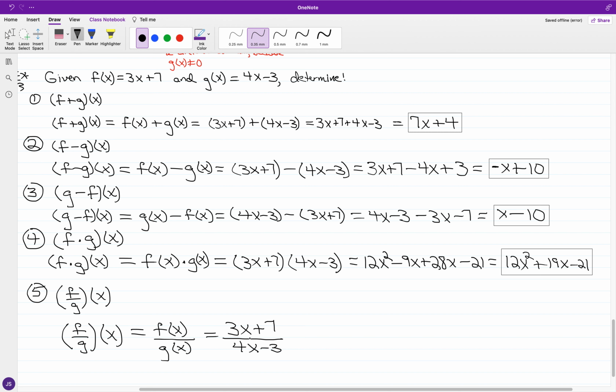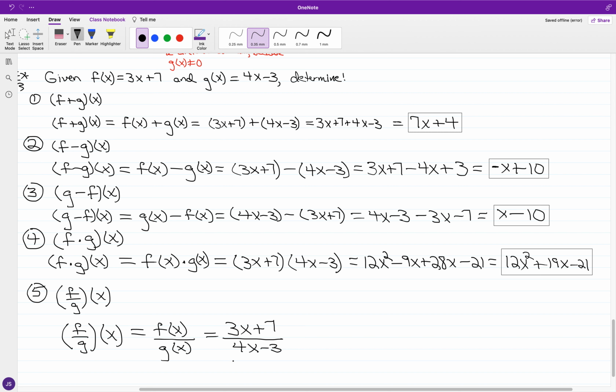Okay, so there's no factorial relation between f of x and g of x. So 3x plus 7 is its own factor, and there's nothing about 3x plus 7 that is a factor of 4x minus 3, and vice versa. So just a mere substitution gets us to the complete result for that one.